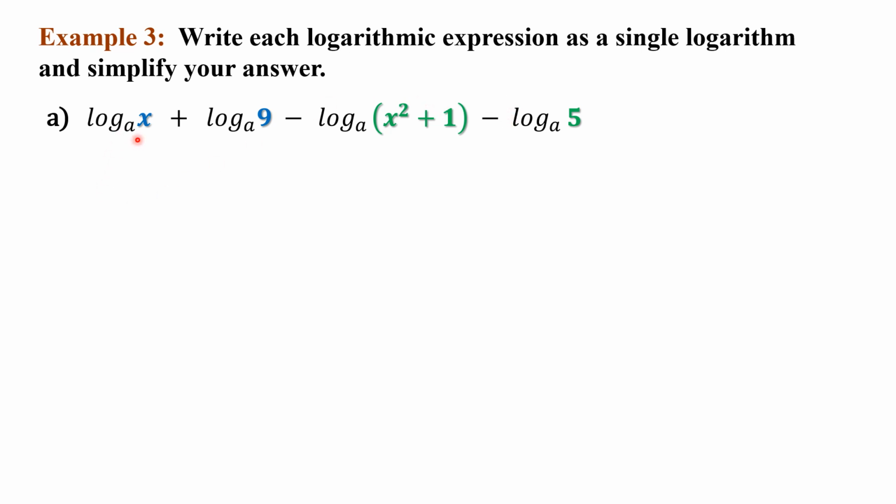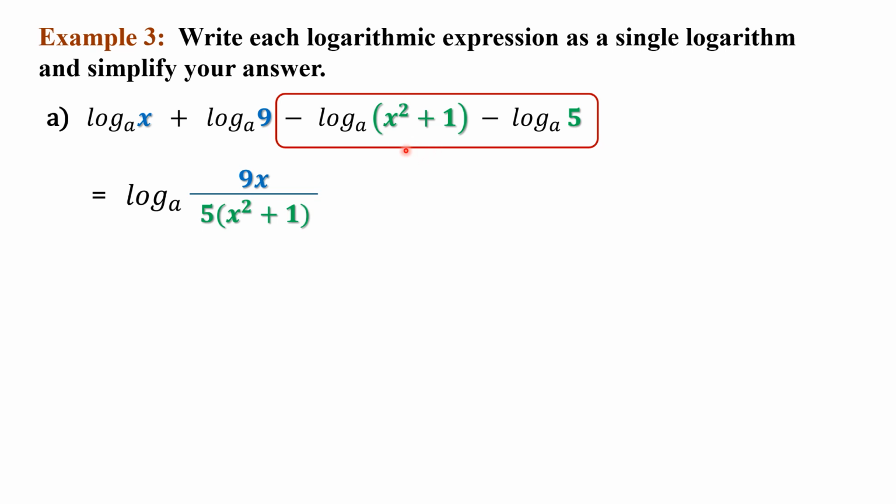So now we will do the shortcut in writing this into a single logarithm. We can write it as a log base a. The numerator are the expressions with a positive log. You can see that the positive logs are these first two terms. The expressions here are x and 9, so the numerator has 9x. And then the denominator are the expressions with a negative log, and these are the last two terms. So we can write 5 and x squared plus 1 in the denominator. That's how you will write this in one logarithm.